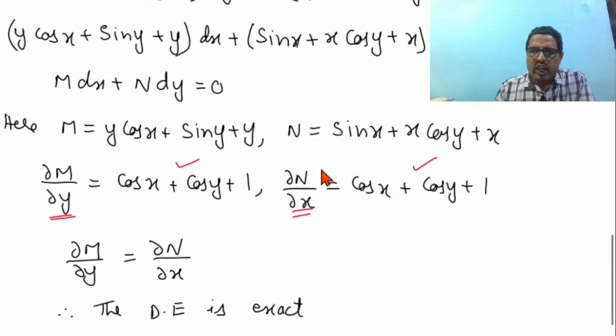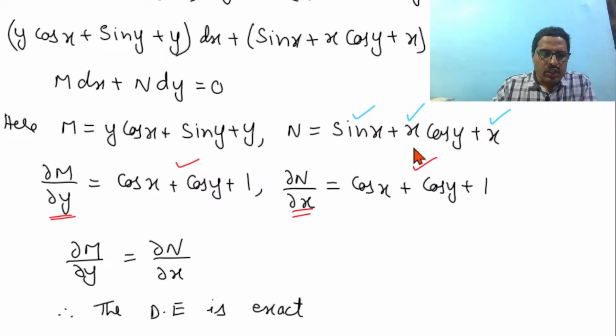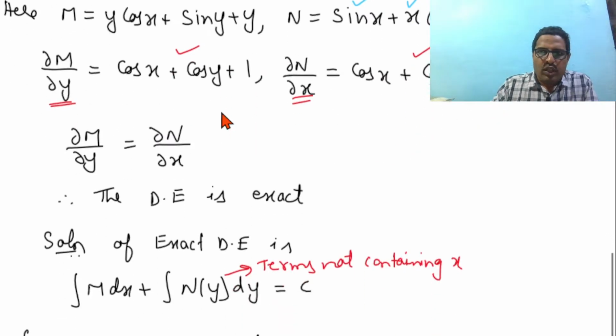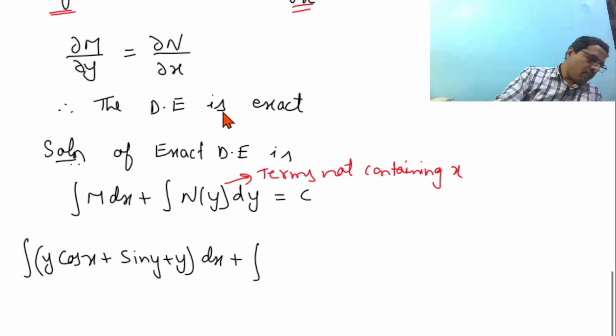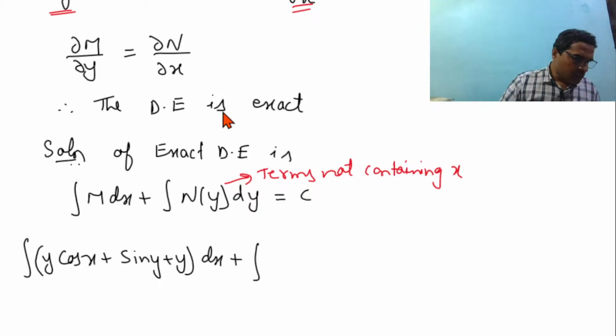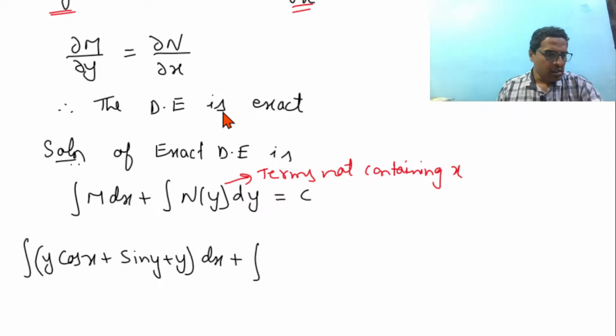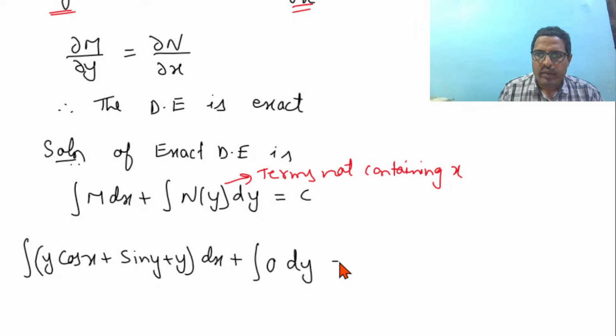So, what about this N value? Does it contain x? Does it contain x? All the terms are containing x. Therefore, what will be the value of N(y)? N(y) will be nothing but 0. Is it right? N(y) will be 0. So I can write the integral of 0 times dy is equal to c. The integral of 0 will be 0 itself.